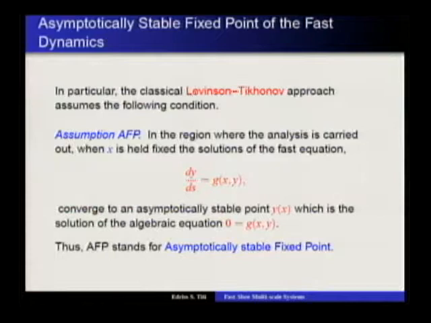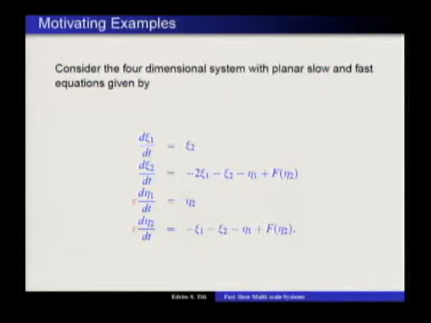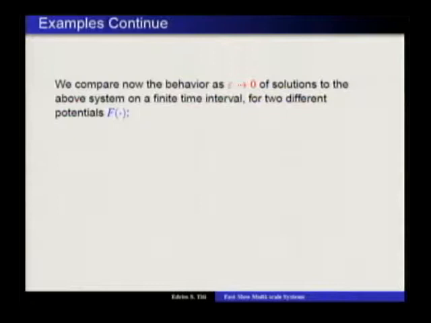So let's consider the following simple example. This is the slow dynamics, it's two-dimensional, and this is the fast dynamics, it's also two-dimensional. There is a potential here, F, and I'm going to give you two examples of F, which will basically tell us what's happening, as epsilon goes to zero. The two cases are Fs and Fu: Fs is the stable case and Fu is the unstable case, and the difference between them is just the sign, minus eta and plus eta. Everything else is exactly the same.